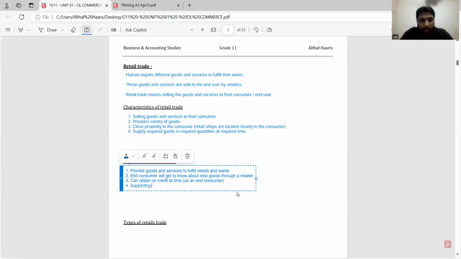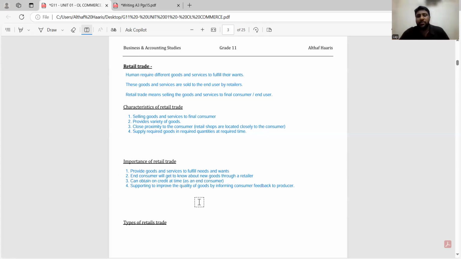Supporting to improve the quality of goods by informing consumer feedback to producer. So retail business is the party who are closely working with the customers.